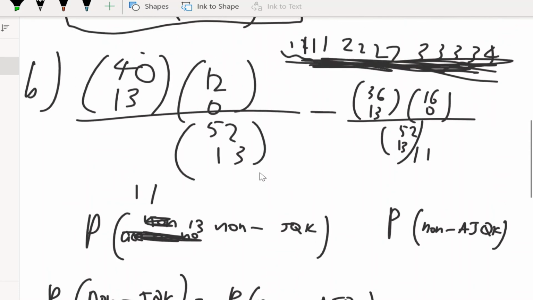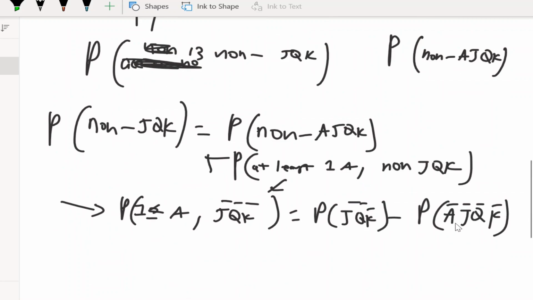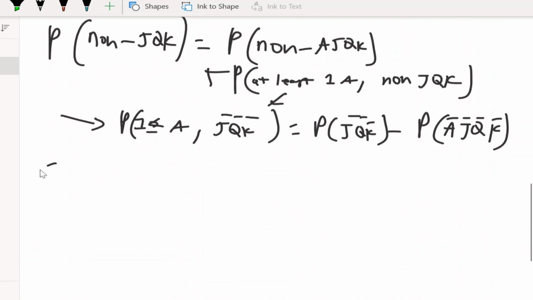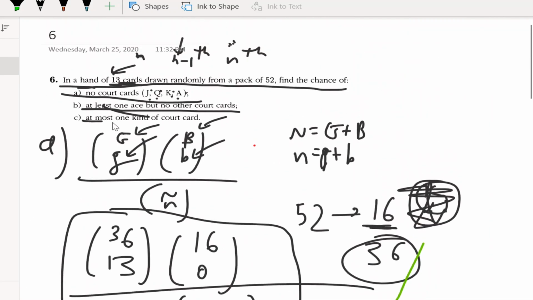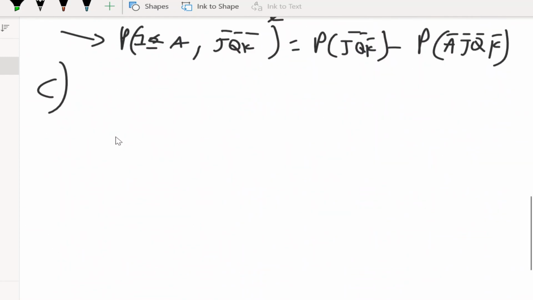Probability of not getting a jack, queen, or king, so aces are allowed, minus the probability of not getting an ace, jack, queen, or king, which is what this is. All right, cool. I hope that made some sense. And I will do part C. At most one kind of court card. Okay, so at most one kind of court card means that you can have 0 court cards, you can have 0 court cards, 1 to 4 of an ace, queen, king, or jack. Okay, seems easy enough. Let's write that out.